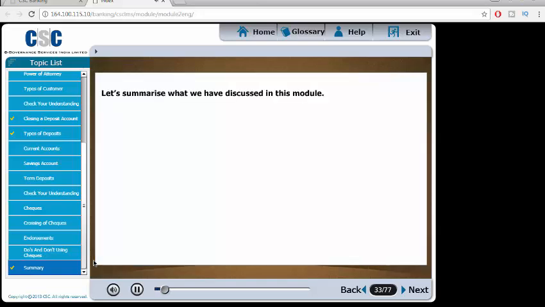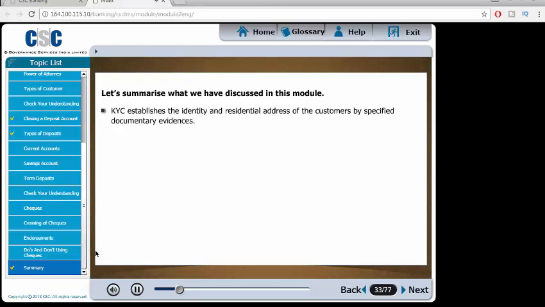Let's summarize what we have discussed in this module. KYC establishes the identity and residential address of the customer.